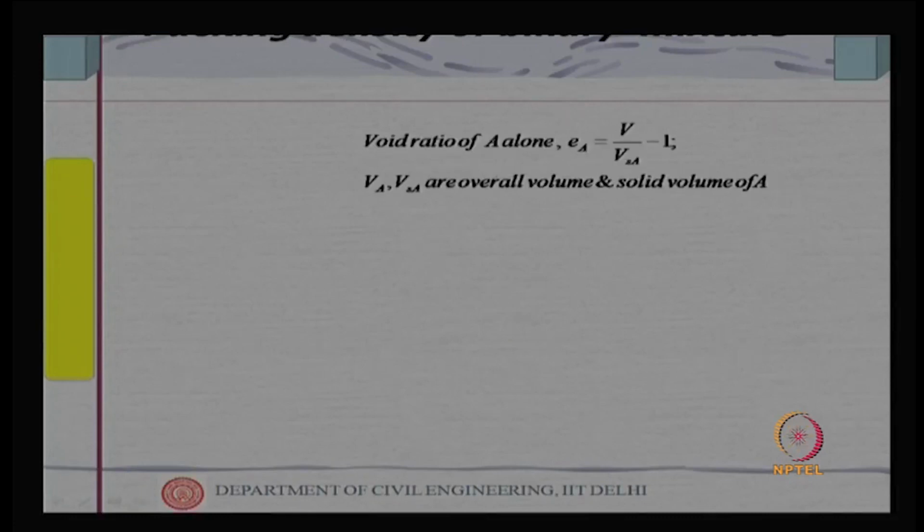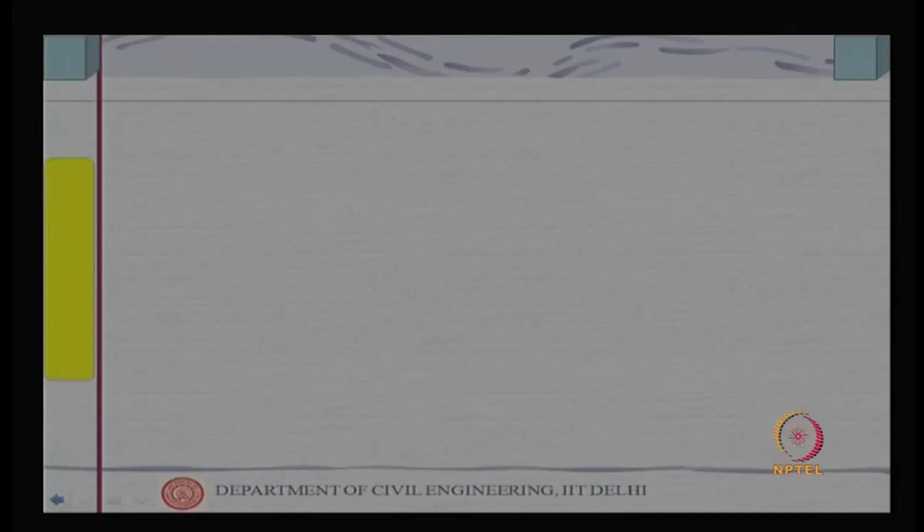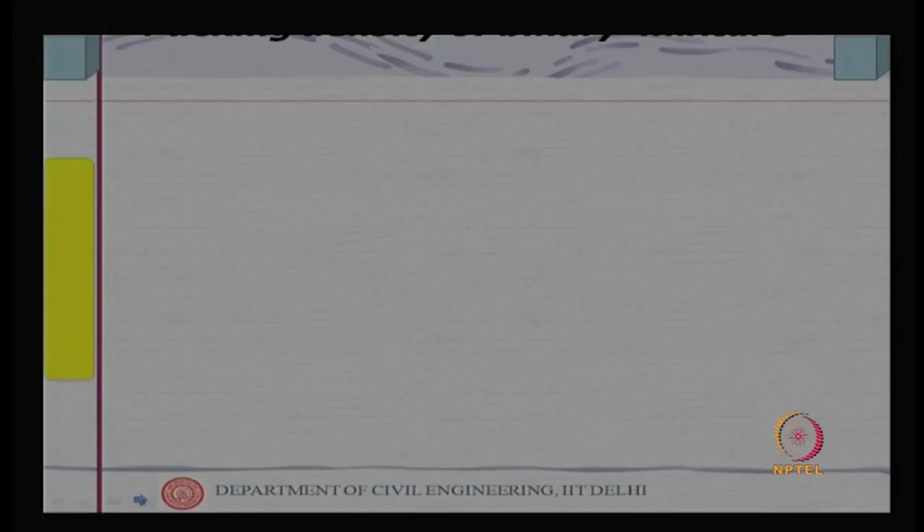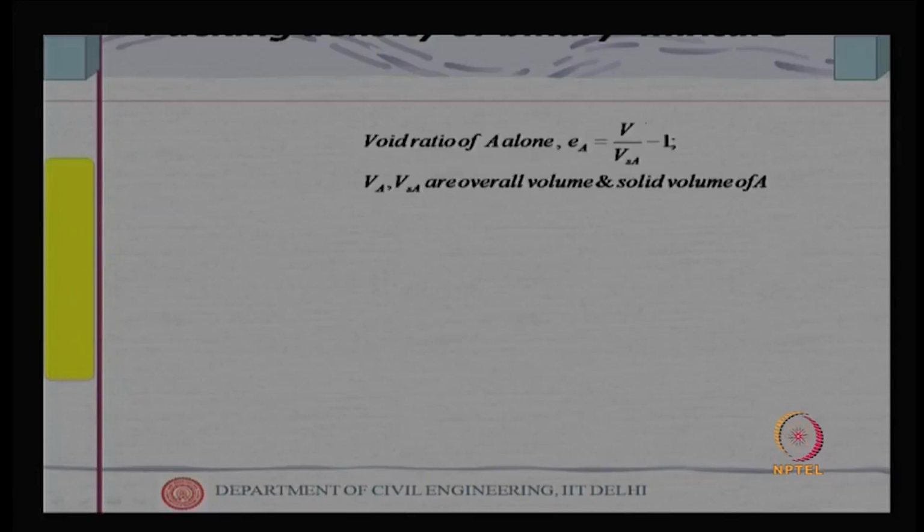This is what we can write for void ratio, and let us see how it would change. Now, the void ratio of A alone: let us say A fills the total volume alone, divided by the volume of solids of A, minus 1, because we have defined the void ratio earlier by this equation, V by Vs minus 1. So, the void ratio of A alone will be V divided by VSA, the solid volume of A, minus 1.